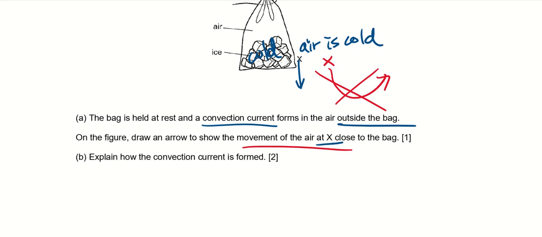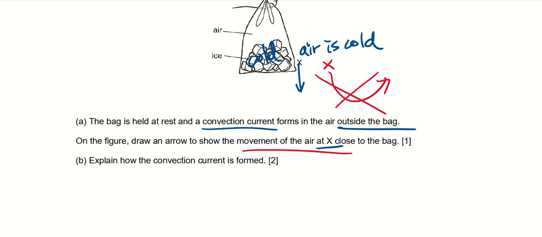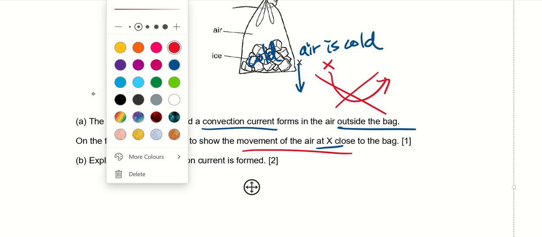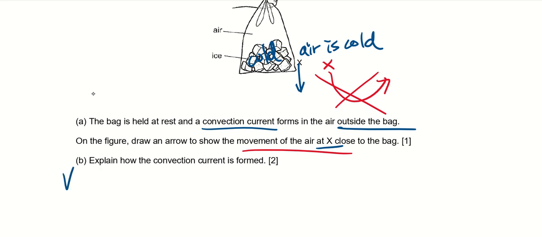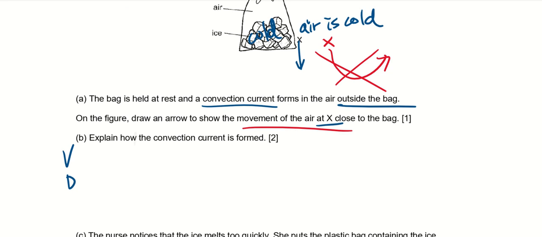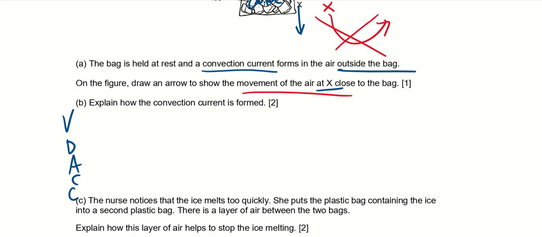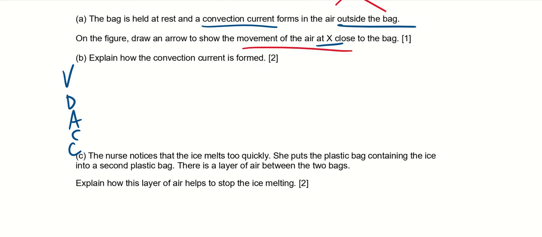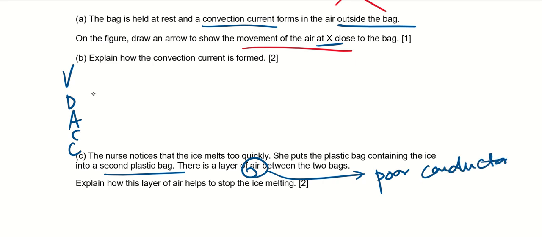Explain how the convection current is formed. So when the air is cold, you use your VDACC. You can refer to the previous question. It is the same answering format. Okay, the nurse noticed that the ice melts too quickly. She puts the plastic bag containing the ice into a second plastic bag. There's a layer of air. So what does this layer of air do? Air is a poor conductor. Okay, so let's see how we can answer.